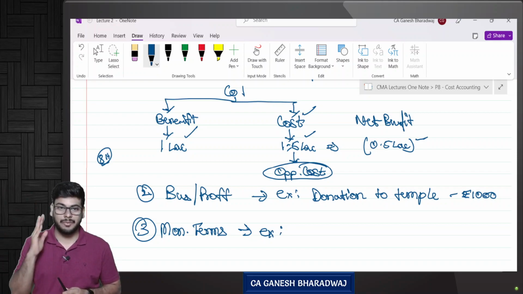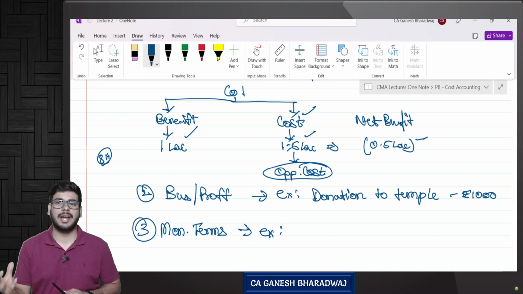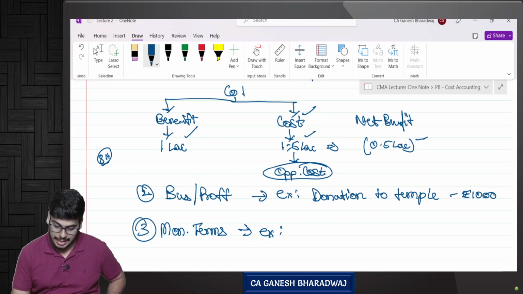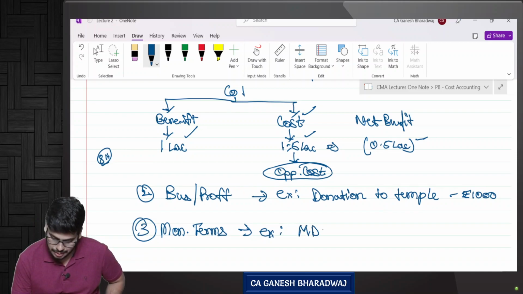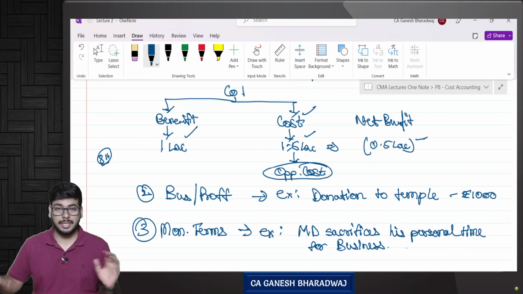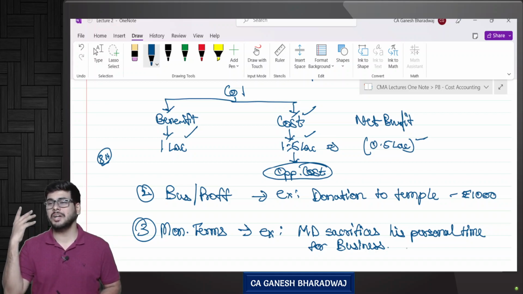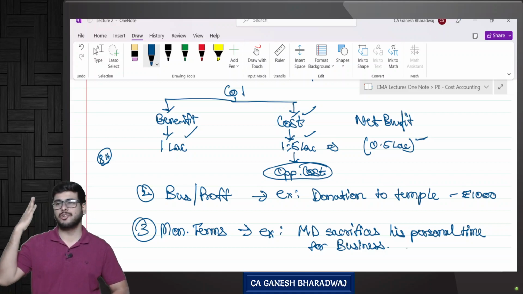Yes. So in other words, all the three conditions should be cumulatively satisfied for a particular aspect to be called a cost. Now in this example, the MD sacrifices his personal time for business. Yes, there is a sacrifice relating to business, but since it cannot be quantified in monetary terms, I will not be able to call that a cost.